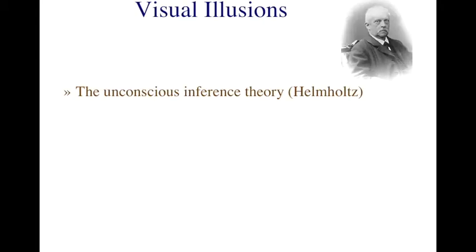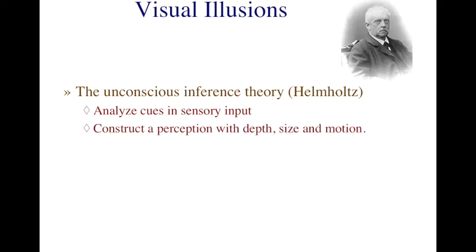Hermann von Helmholtz proposed an unconscious inference theory of perception many years ago in the 19th century. In his theory, there were three steps to perception. First, we unconsciously analyze cues in the sensory input. Then we construct a perception that includes depth, size, and motion.